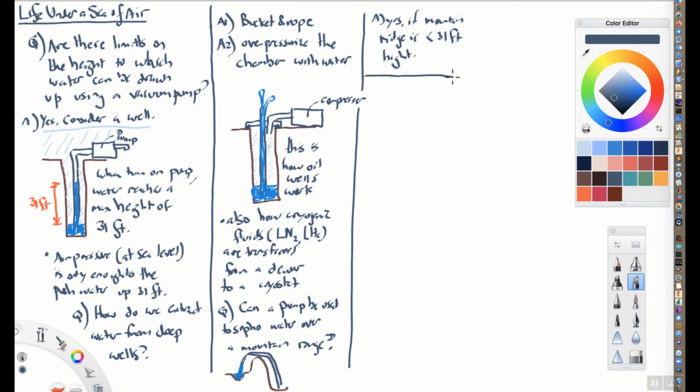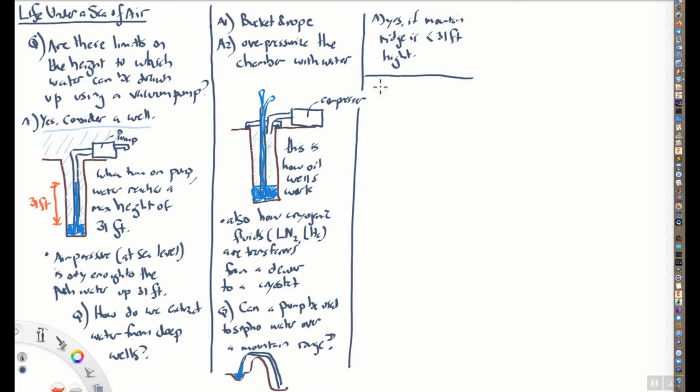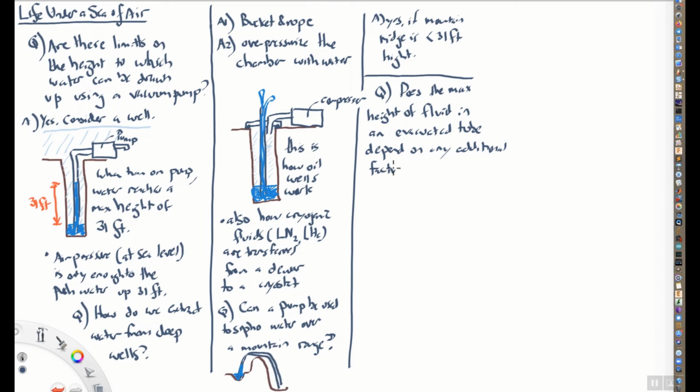Now, there's some other topics that Pascal is going to talk about here. So let me point out some of the other questions that he raises. So here's another question. Does the maximum height of a fluid in an evacuated tube depend on anything else? So does the max height of the fluid in an evacuated tube depend on any other factors? So any additional factors? And the answer to this is yes, it does.